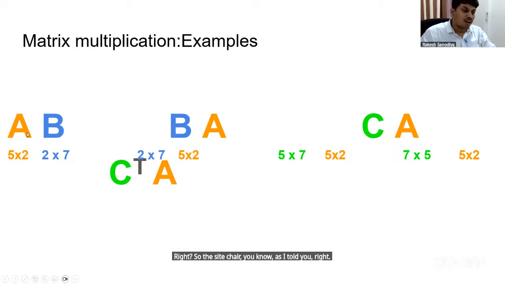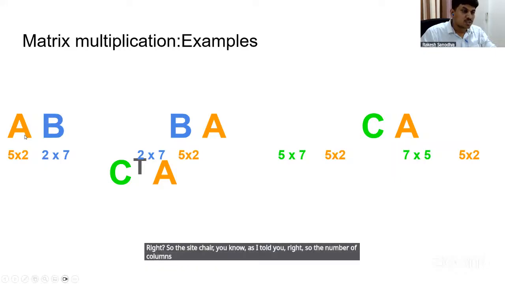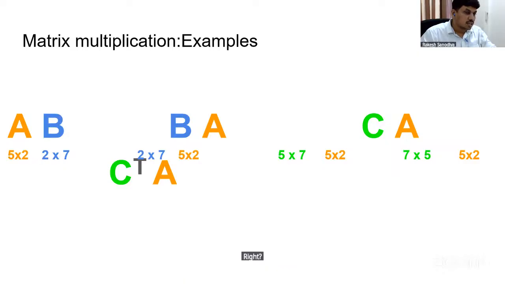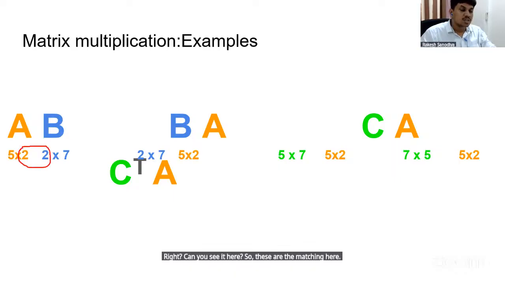So the number of columns of the first matrix should match the number of rows of the second matrix. So of course it is matching here, right? Can you see it here? So these are matching. So then definitely you can perform the matrix multiplication between these two matrices.